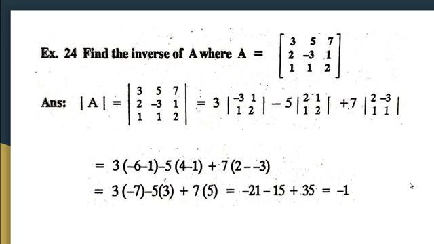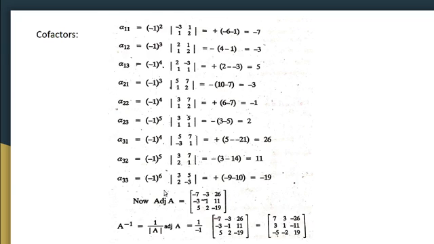Then you have to find the value of adjoint A. In order to find adjoint A, you have to find the cofactors of all the elements in the matrix. So this is the way of finding cofactors. You have to multiply minus 1 all raised to i plus j with the determinant of each element.